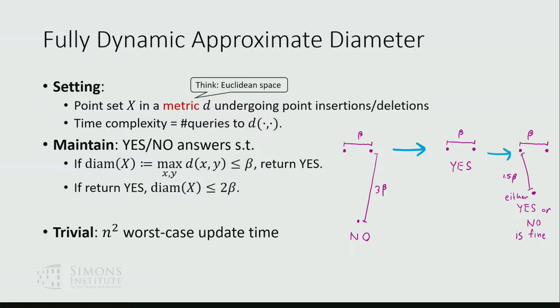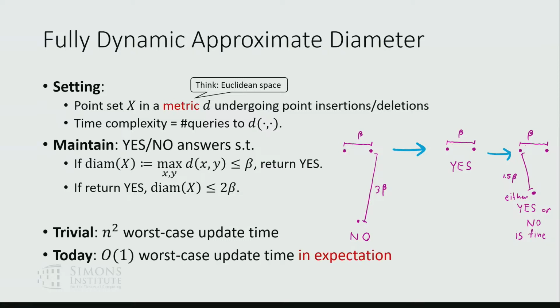So a trivial algorithm is to recompute everything from scratch, and that takes n squared queries in the worst case, just computing the diameter by querying every pair. And what I will show you is that you can improve this to constant update time in expectation. So let's see the algorithm.